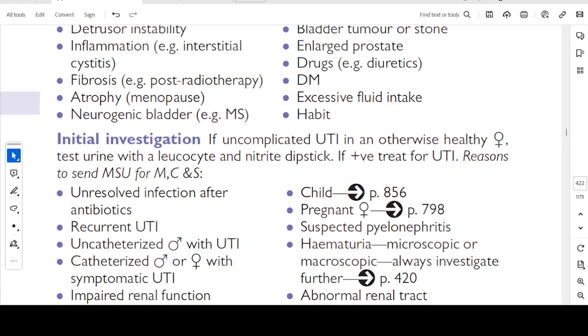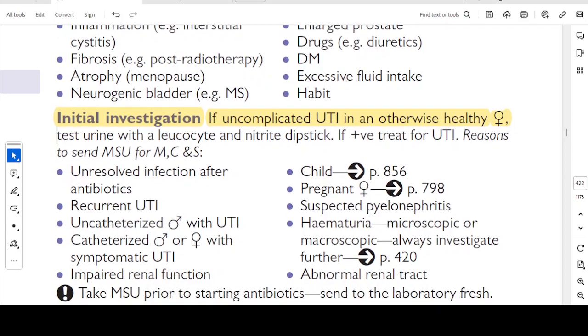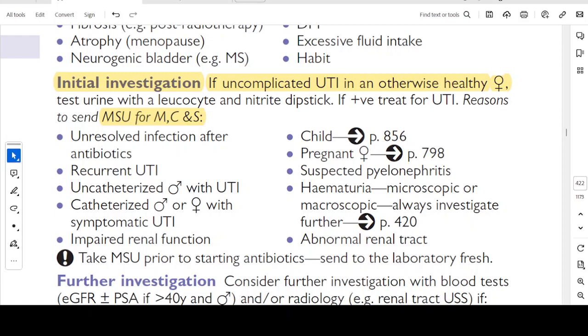Initial investigations. If an uncomplicated UTI is present in an otherwise healthy female, test the urine with a leukocyte and nitrate dipstick. If positive, treat for UTI. Reasons to send an MSU for microscopy and culture sensitivity: if the female patient has no other risk factors for complications, you just check leukocyte and nitrate on dipstick, and if positive, start the antibiotic. But if you suspect a complicated UTI, then you send for microscopy and culture in the following situations.